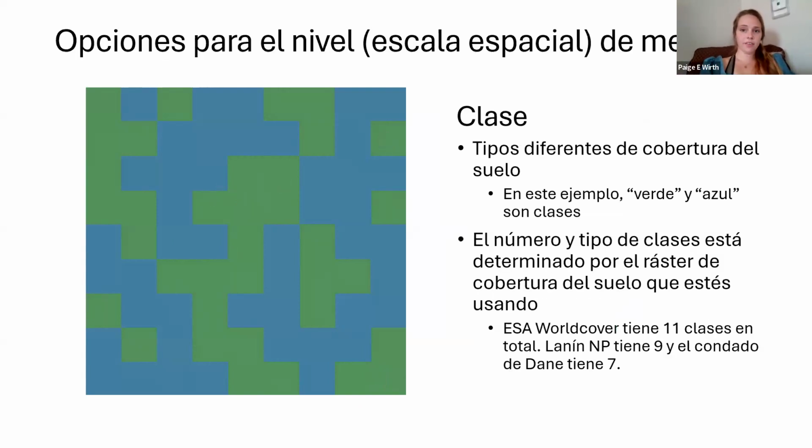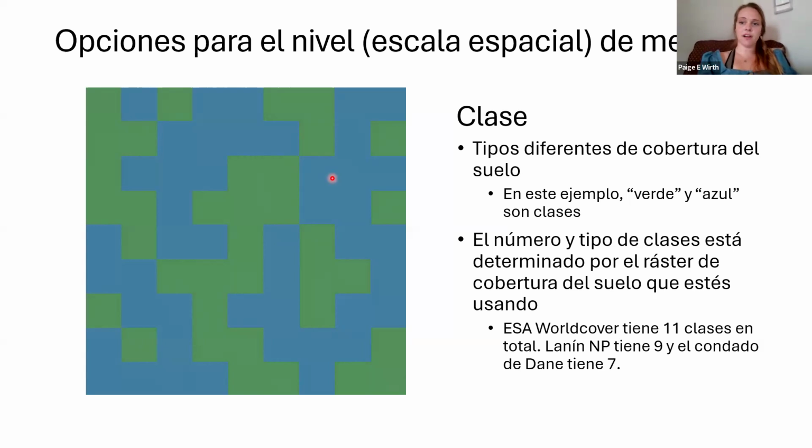The next level we have is the class level. Classes are different land cover types that are defined by the land cover raster that you're using. In this example, we have 2 classes, green and blue. The ESA world cover dataset has 11 classes total. When we crop the rasters to our locations of interest, we see 9 of those classes are found in Lenny National Park and 7 are found in Dane County.